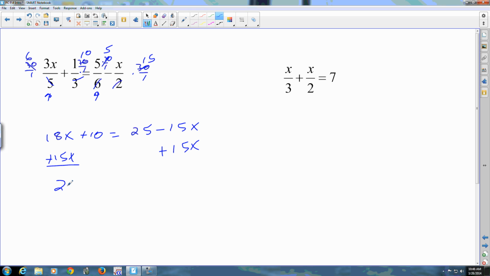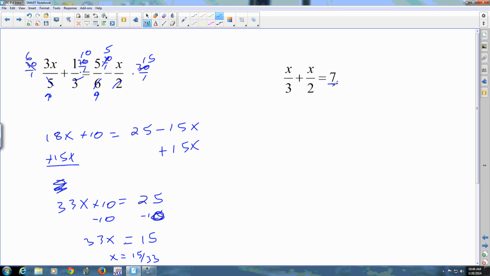So I have 33x plus 10 is equal to 25. Subtract the 10. 33x is equal to, oh, why did I say minus 15? Minus 10. So that would be 15. X is equal to 15 33rds. Alright? That's right, because 18 plus 15 would be 33. Yeah, I don't see any mistakes.